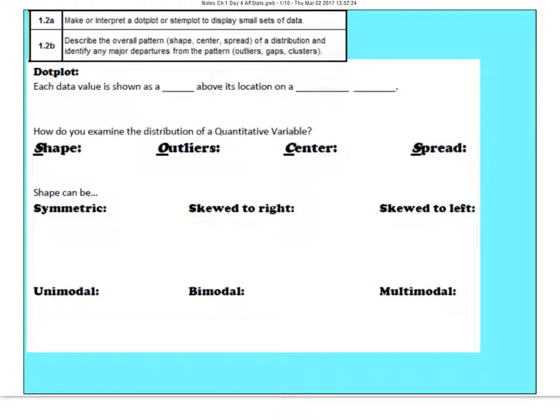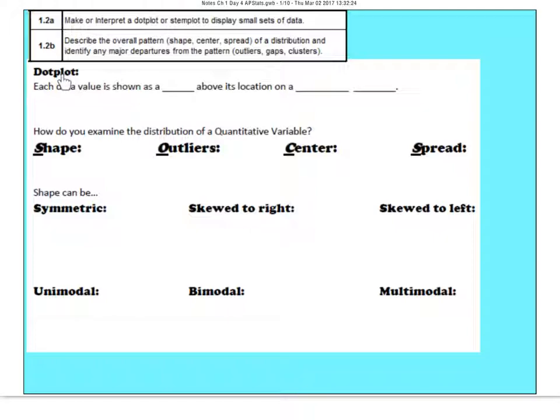In this video, we're going to cover two learning objectives. Letter A, we're going to make or interpret a dot plot or stem plot to display small sets of data. And B, we're going to describe the overall pattern in terms of shape, center, and spread of a distribution. In particular, we're also going to identify if there's any patterns that deviate from it in terms of outliers, gaps, or clusters.